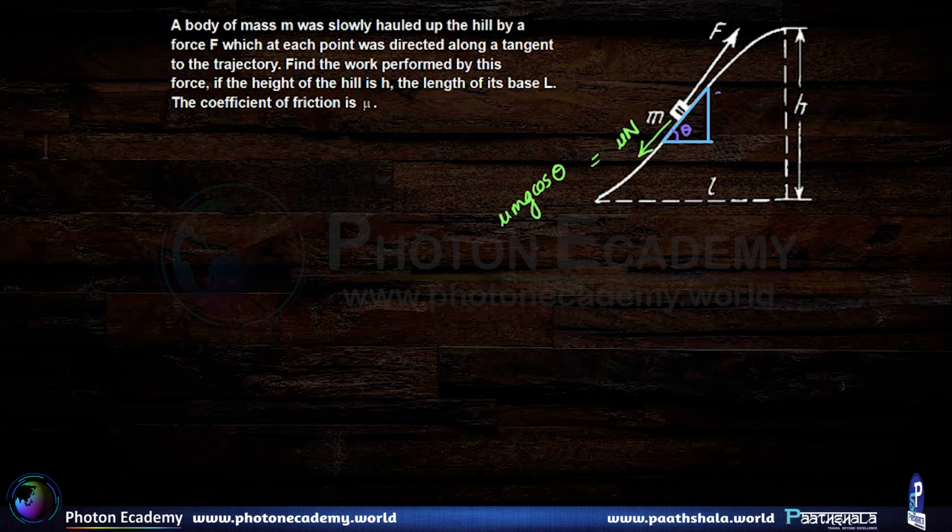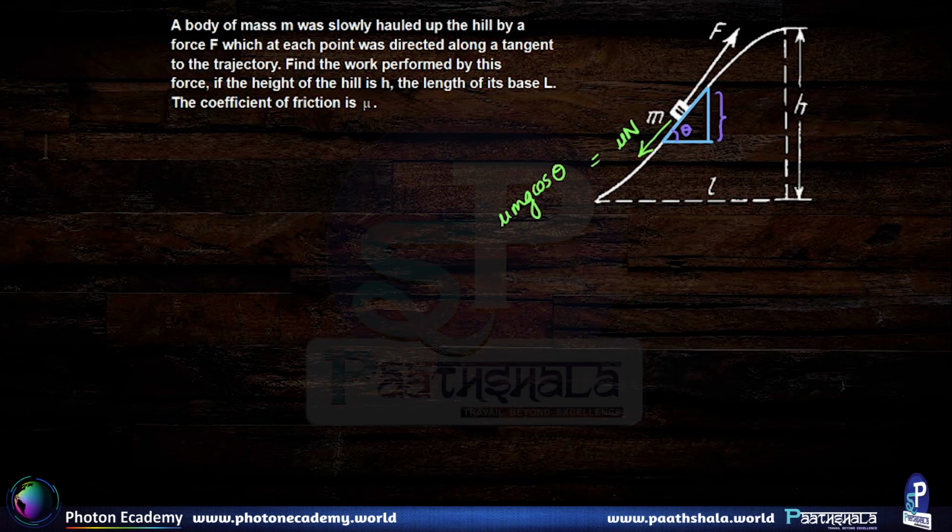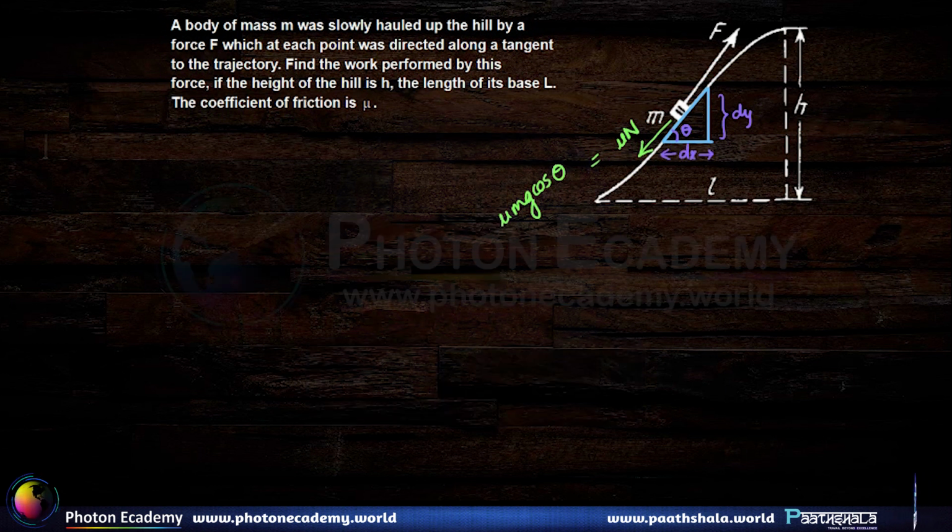So this is an infinitesimally small triangle. It is important for the triangle to be infinitesimally small for me to be able to apply this instantaneous equation at every instant. So this happens to be dy and this happens to be dx, and the actual displacement ds, which happens to be under root of dx square plus dy square in magnitude.